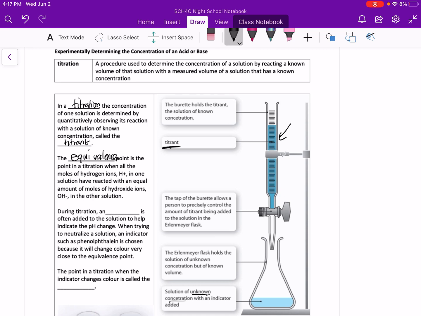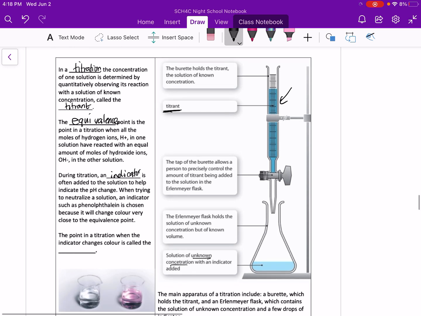During a titration, an indicator is added to the solution to help indicate the pH change. When trying to neutralize a solution, an indicator such as phenolphthalein is chosen because it will change color very close to the equivalence point, when our moles are equal to each other. The point in a titration when the indicator changes color is called the end point. So we have a couple of new terms for us to know.